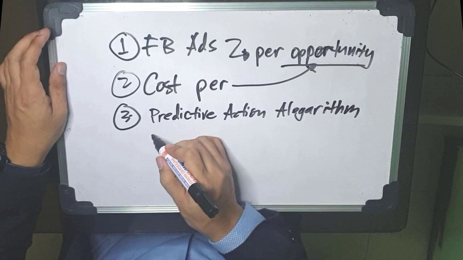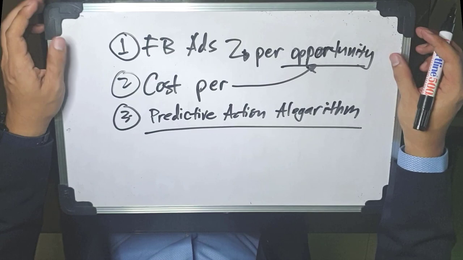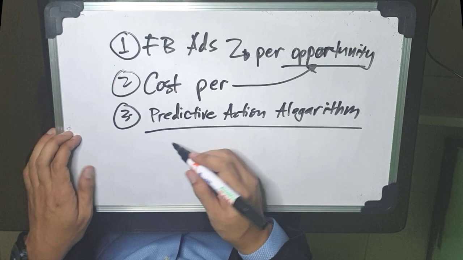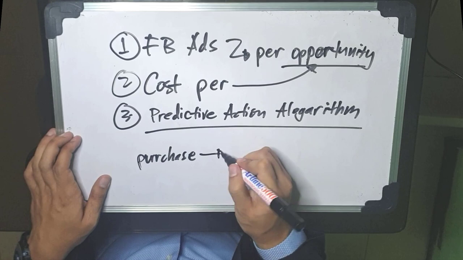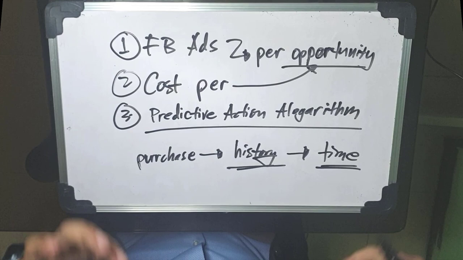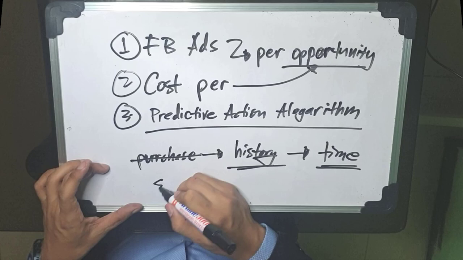Rhythm, okay. So, ang predictive action algorithm, this is Facebook's artificial intelligence which can predict kung anong oras, what time of the day would you most likely take an action. Alam kasi ni Facebook, kung example, you are going to purchase, you have a purchase history data. Alam ni Facebook yan, and what time you most likely do it. Alam niya yon. What time of the day you would most likely purchase, or kahit hindi purchase, pwede rin sign up. So example, merong sign up form. What time of the day would you most likely sign up?